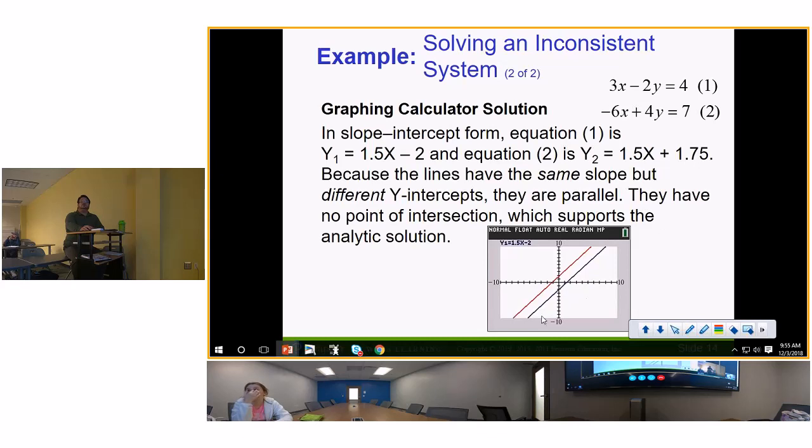Okay? And that's what the graph looks like. Parallel lines.